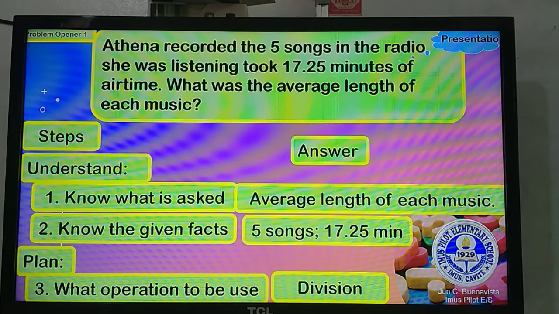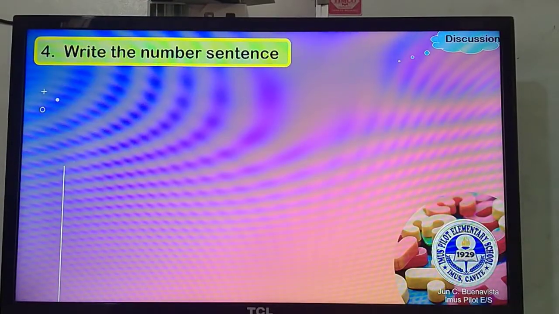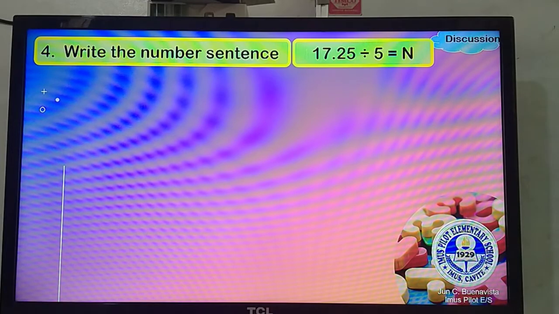Now, if you know what is asked, you know the given facts, and you know the operation to be used, what is the next step? Alright, you are going to write the number sentence, or translate that problem into a number sentence, or the mathematical sentence. So our number sentence now is 17 and 25 hundredths divided by 5 equals n.